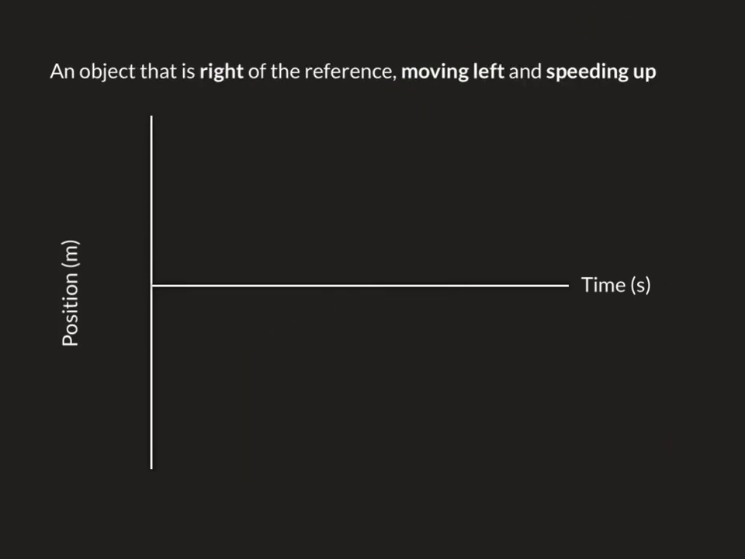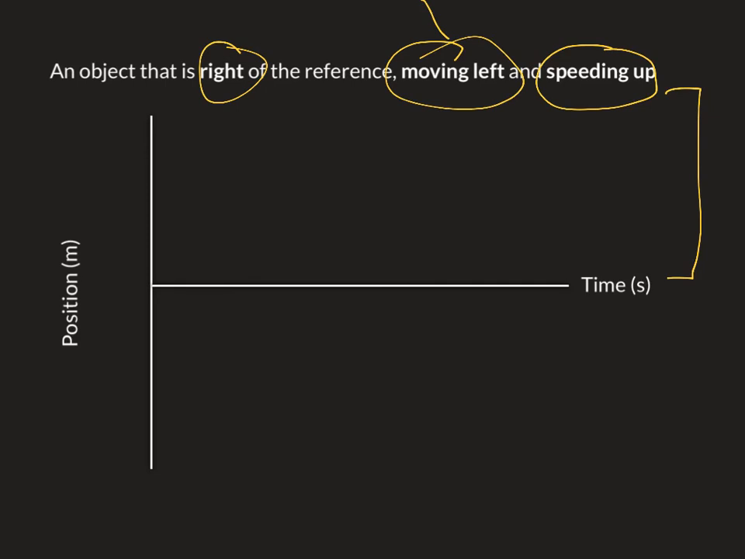Okay, next one. So this time we have an object that is to the right of our reference point. This time I'm going to draw it up here. It's moving left, so that means I'm going to have a line sloping downwards the entire time, and it's speeding up, which means it's going to get steeper and steeper and steeper over time, which means it's going to do that. Okay, so now we're just going to take those 3 things, we're going to put them together.